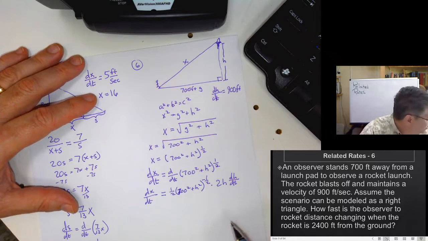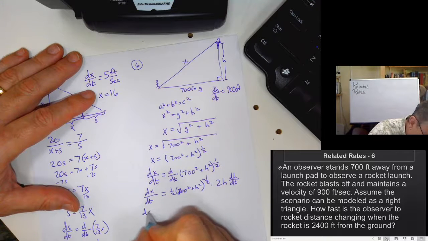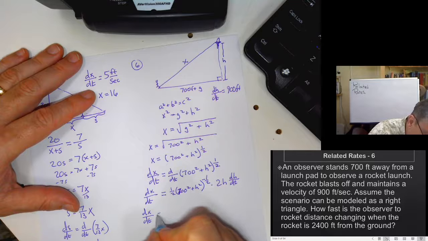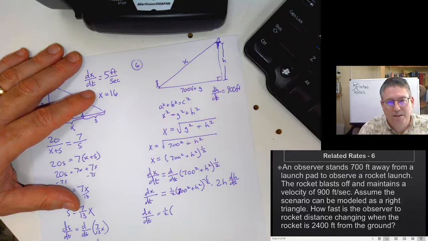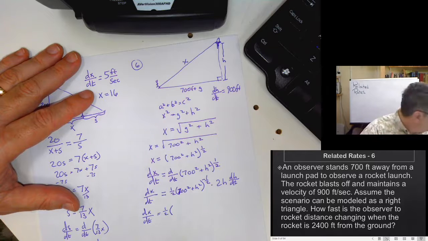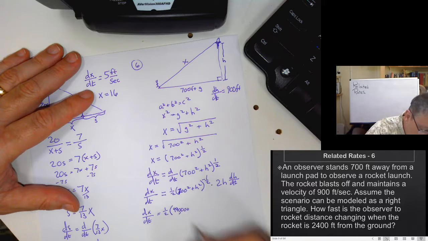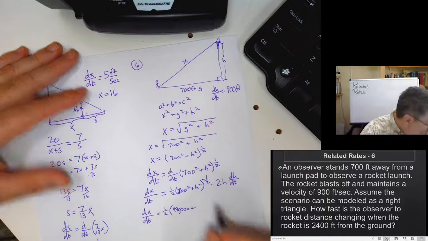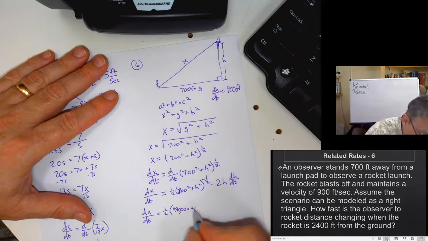Now we just have to do the math. So here we go. dx dt equals 1/2. And now the numbers get big. The process works. Doesn't matter how big the numbers are, the process works. So just take a deep breath, go forward with the giant numbers. So 700 squared is 490,000. Plus, now we've taken the differentiation. We've taken the derivative.